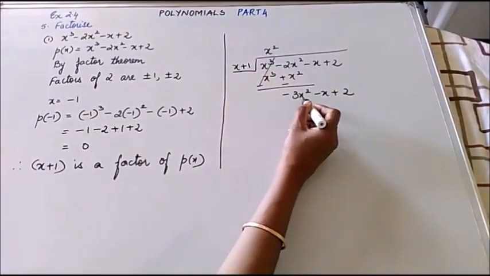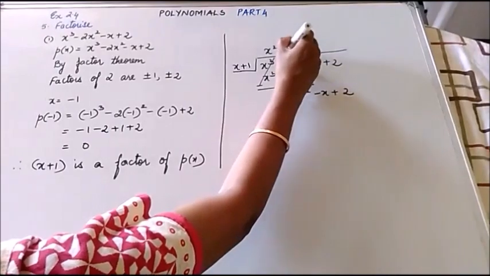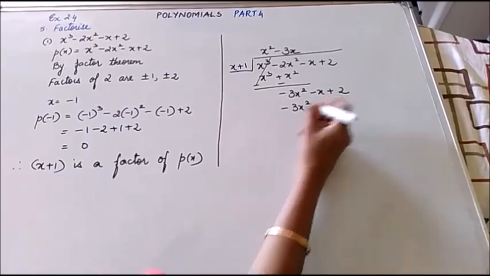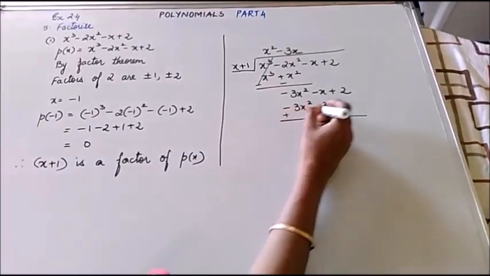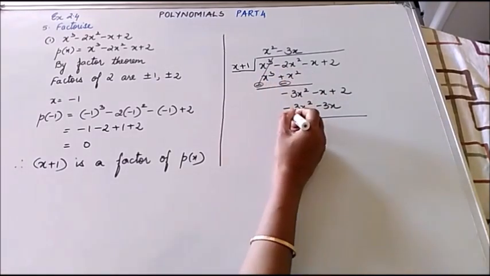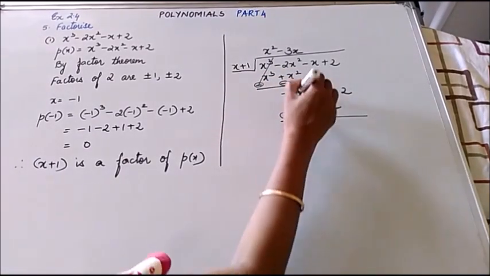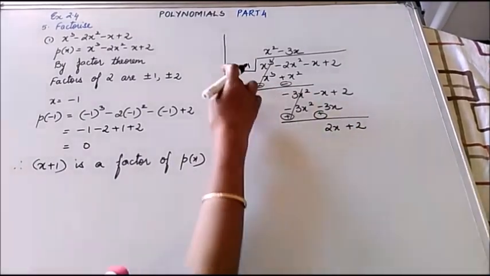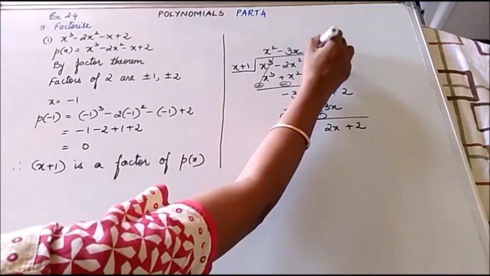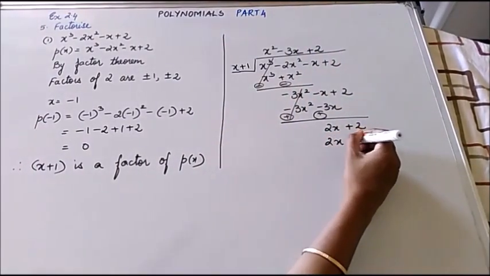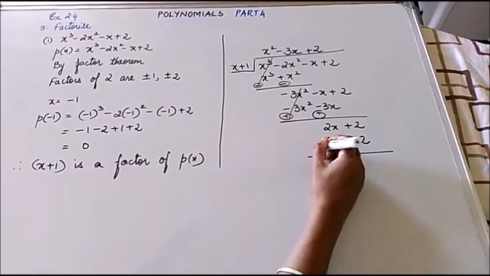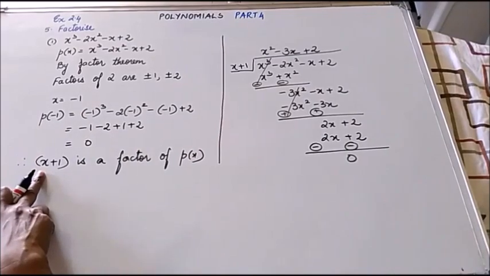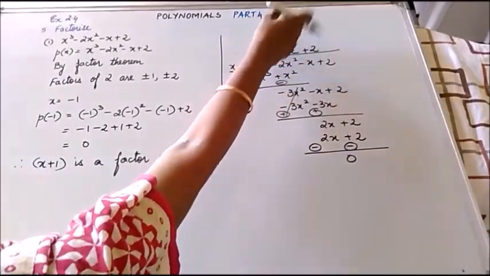Now for x to become minus 3x square, we have to multiply it by minus 3x. You will get here minus 3x square minus 3x, subtract, here you will get 2x plus 2. For x to become 2x, you have to multiply by 2. You will get here 2x plus 2, subtract, you will get the remainder 0. Now one of the factors is x plus 1 and the other factor is x square minus 3x plus 2.